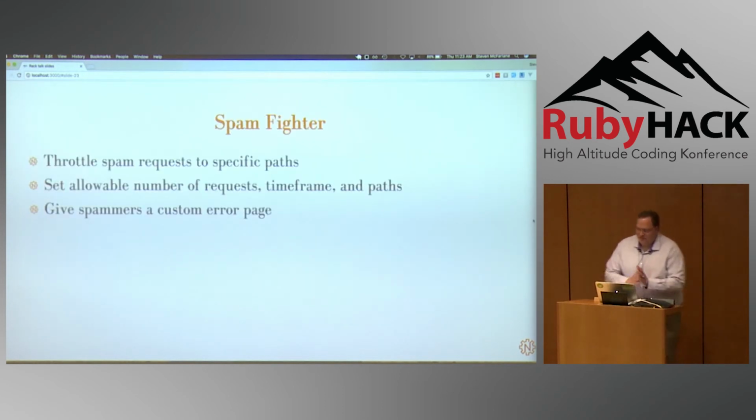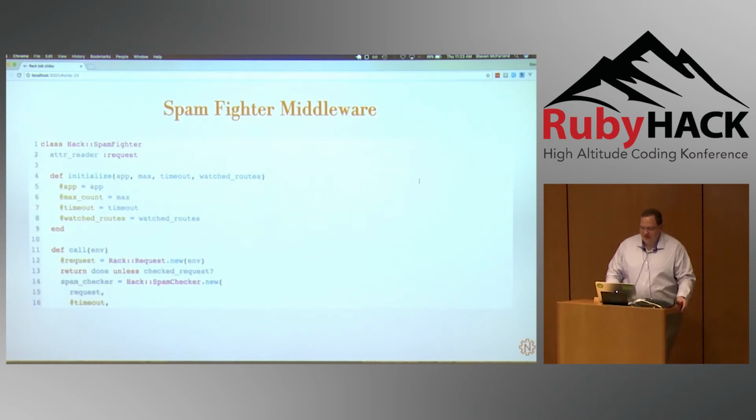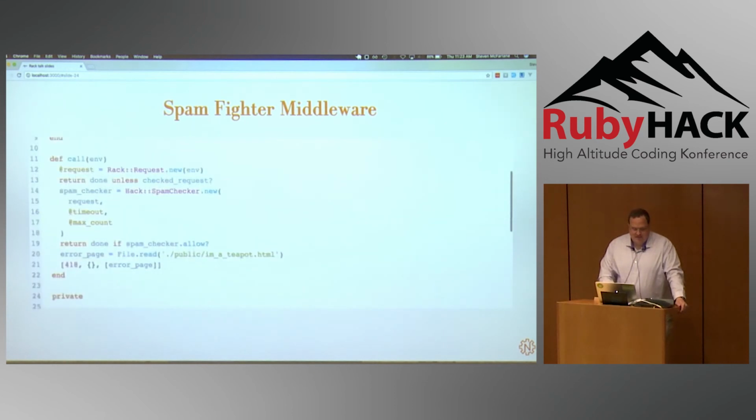So now the slightly more sophisticated spam fighter, where I wanted to throttle spam requests to a particular path, and I wanted to make it configurable, and I wanted to set the custom error page. So spam fighter takes those configuration objects I showed in the config, where I know the max amount of times I want them to be able to hit it, in what amount of time, and the hash of routes. So all it does is a simple check to see if it is one of the checked routes, because I don't want to do extra work in middleware that I don't have to for routes that I'm not checking.